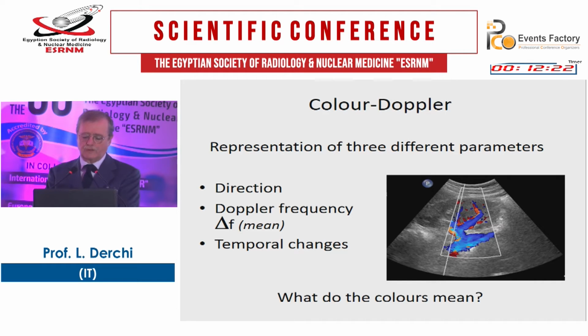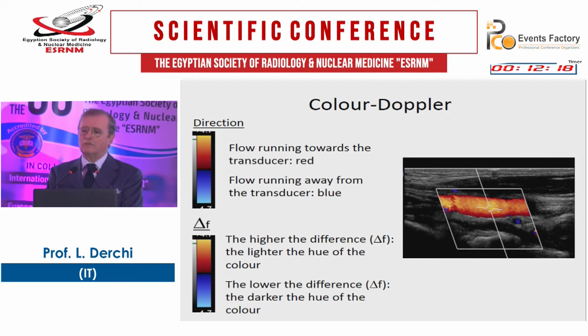So, okay. Flow direction. Flow running towards the transducers is displayed in red. Flow directed from the transducers is displayed in blue. And again, the higher the difference, the lighter the hue of the color. And the lower the difference, the darker the hue of the color.